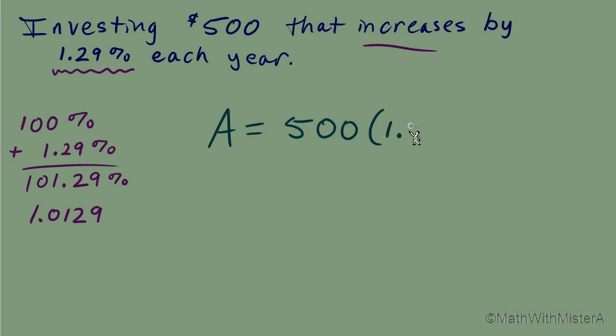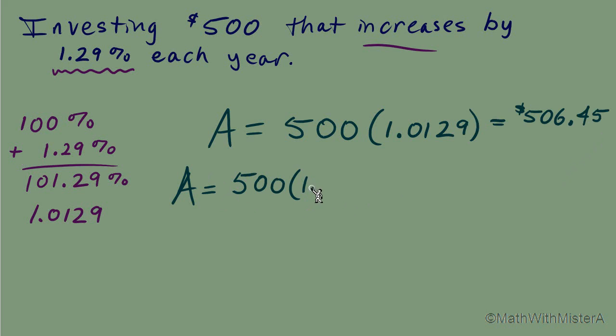So to calculate the amount of this investment, starting with $500, to increase it by 1.29%, we can multiply by 1.0129. This gives us the amount in the account after 1 year, increasing by 1.29% just once. It gives us $506.45.